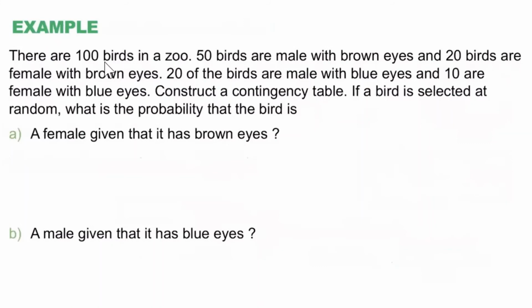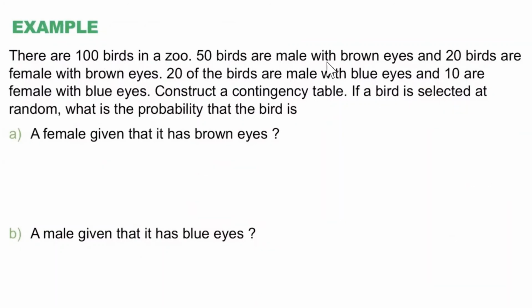There are 100 birds in a zoo. 50 birds are male with brown eyes and 20 birds are female with brown eyes. That's one piece of information about the birds. In the second sentence here, 20 of the birds are male with blue eyes and 10 are female with blue eyes. So what we are talking about here is there are 100 birds.